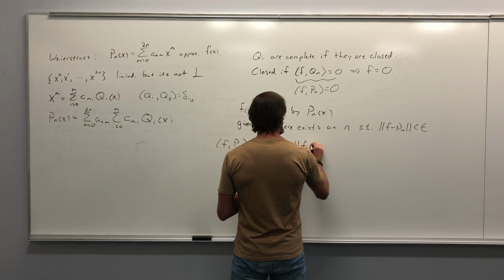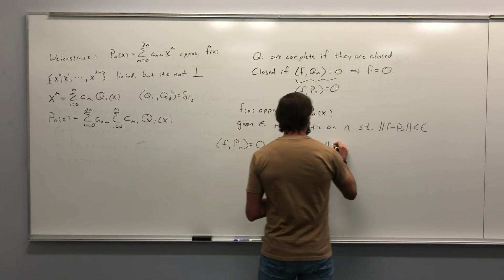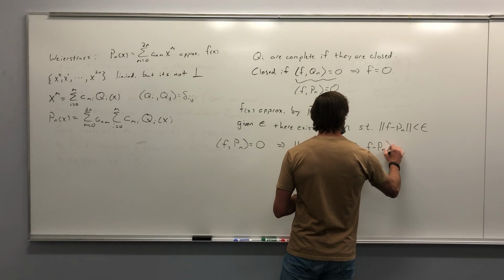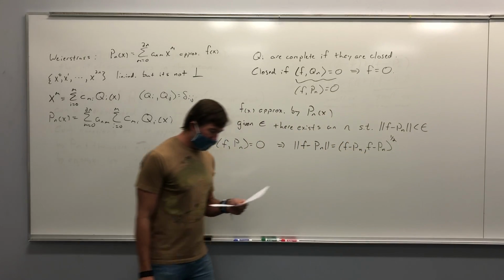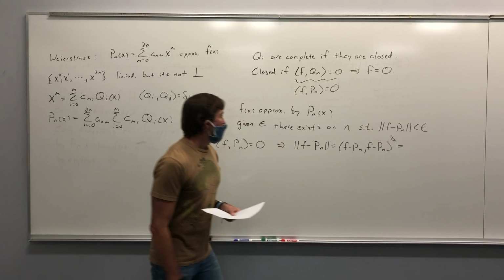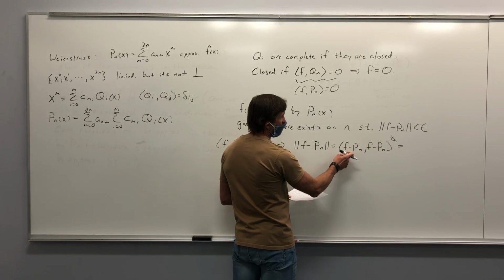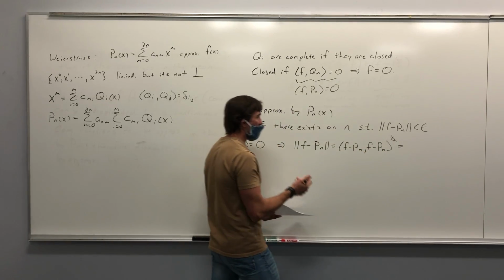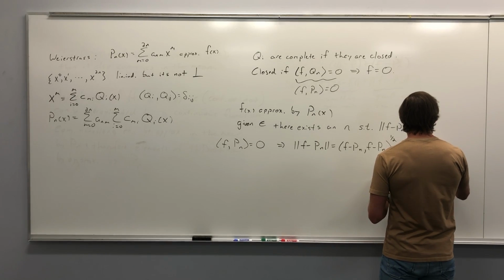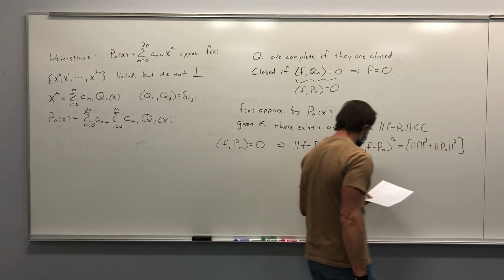Then, if I consider the difference, f minus pn, then this is, of course, the inner product of f minus pn with f minus pn, to the 1/2. But when I do this inner product and exploit its linearity, I'm going to have at various points the inner product of f with pn, which is 0 by assumption. So this is going to simplify to the magnitude of f squared plus the magnitude of pn squared. Okay?